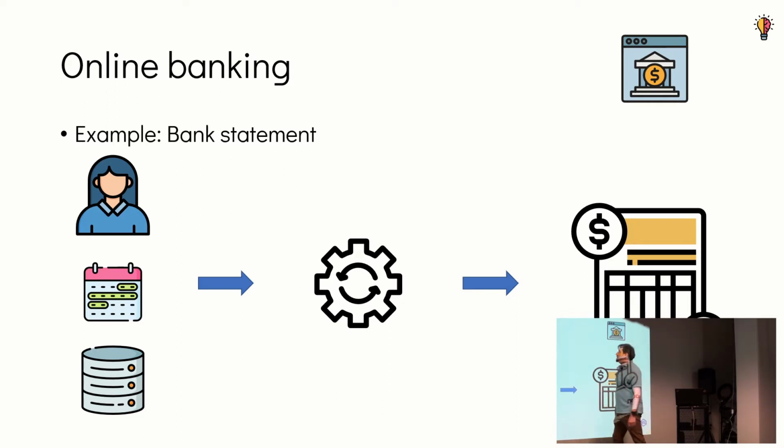What is happening? So the input data is the bank knows it's you. It knows which month you chose. And there are the transactional databases inside the bank that keep track of what is happening to all this money. And together the processing and some work, and then you download the PDF.